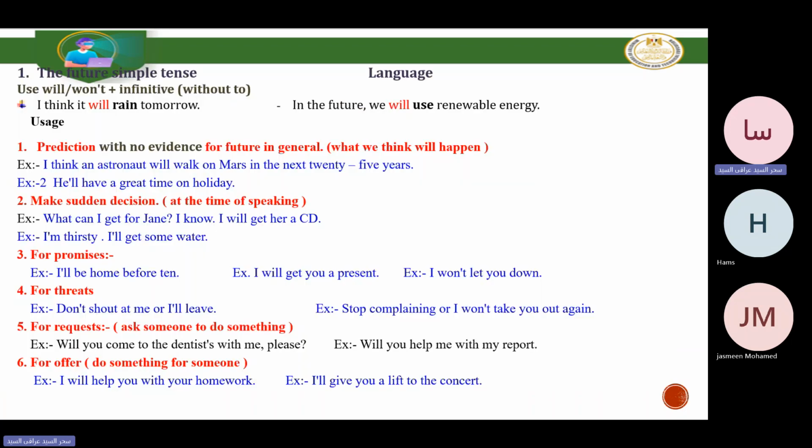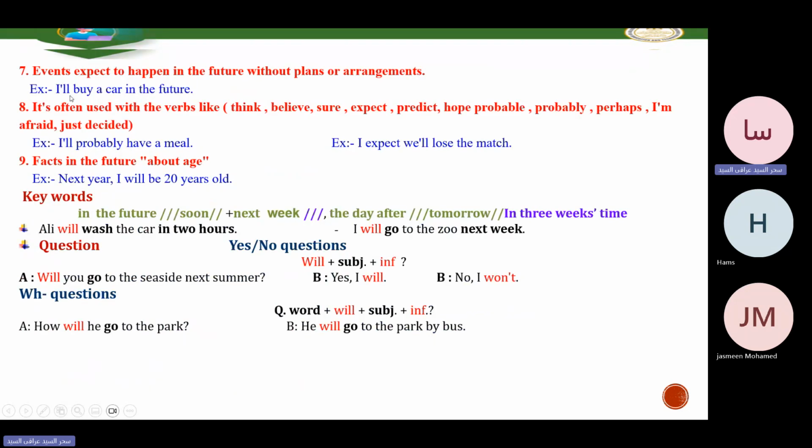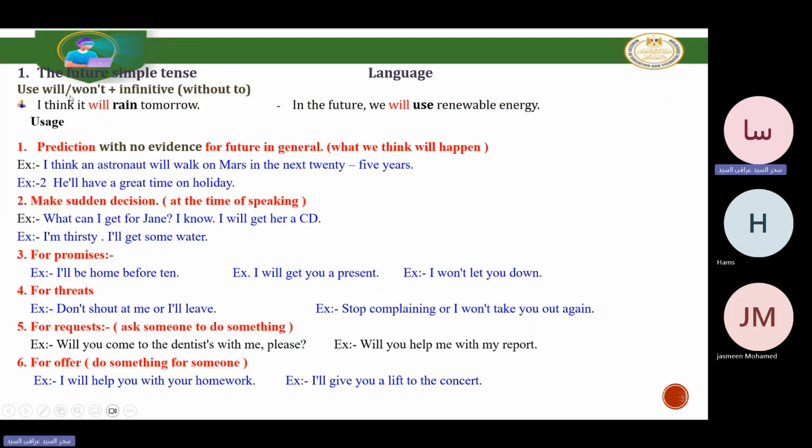Now we are going to have a very different point in our lesson today. It's concerning language. Our lesson will be about the future simple tense. Look at this example. I think it will rain tomorrow. Will rain. In the future, we will use renewable energy. We'll use renewable energy. So when I want to talk about the future, I can use will plus the base form or the infinitive here without to.